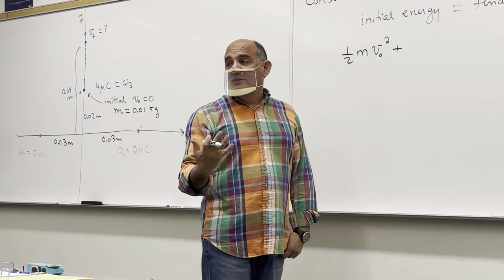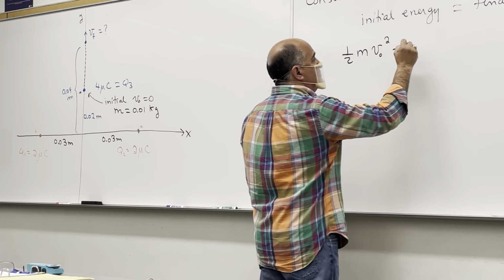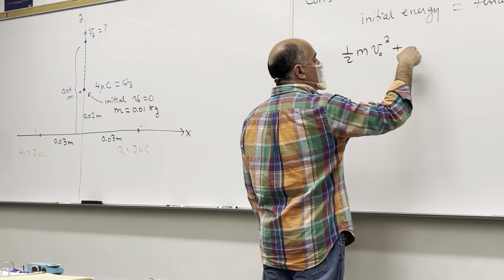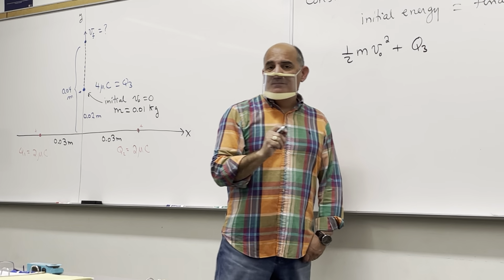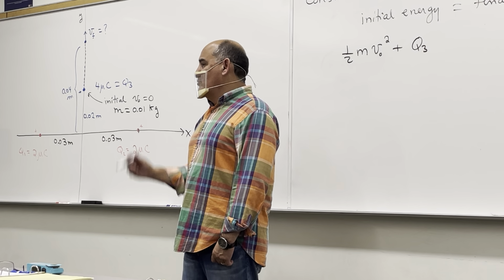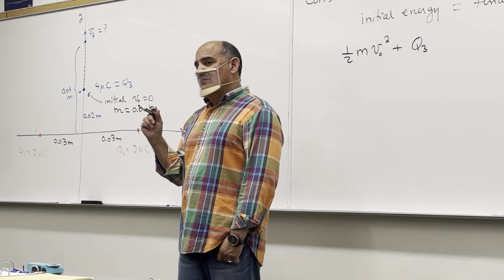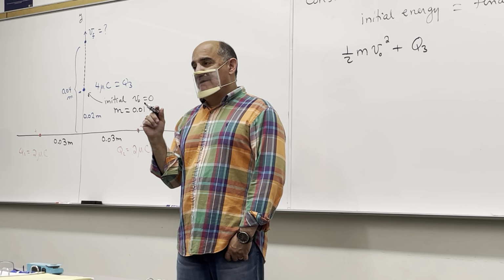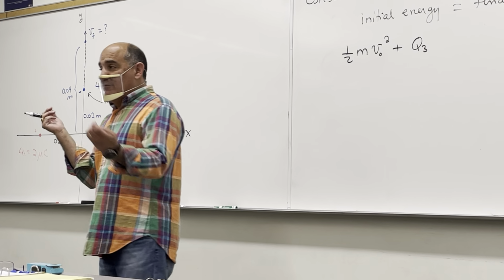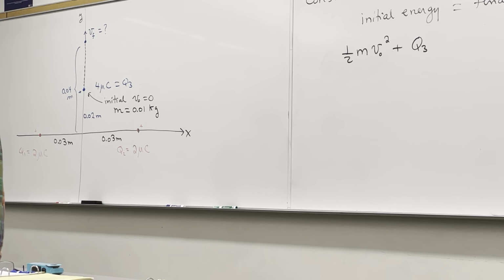What will be the initial potential energy? Which charge should I write down here? Q1, Q2, or Q3? Q3. Q3 multiplied by what? What's the formula for potential energy? Isn't it KQ over R? KQ over R is electric potential, not potential energy. So what's the formula for electrical potential energy?